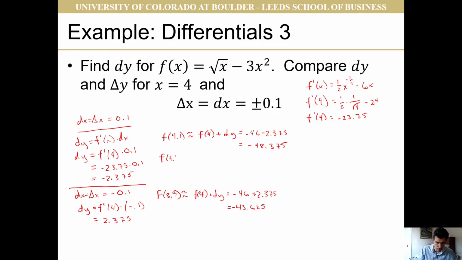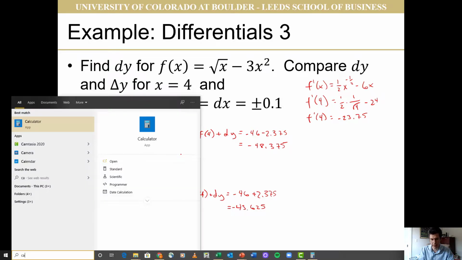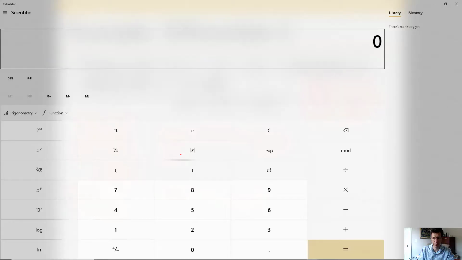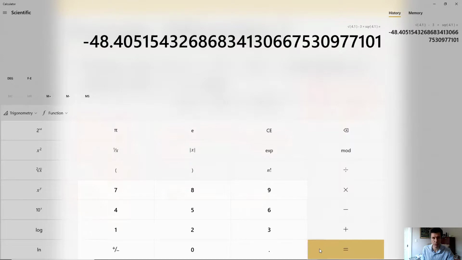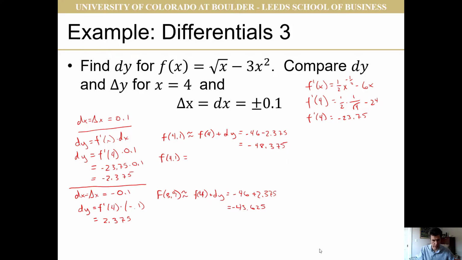Now let's calculate f of 4.1 precisely. So f of 4.1, square root of x minus 3x squared. Let's grab a calculator. So the square root of 4.1 minus 3 times 4.1 squared equals negative 48.405. Looks like we did a pretty good approximation.